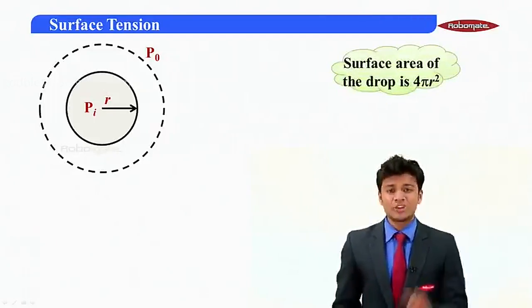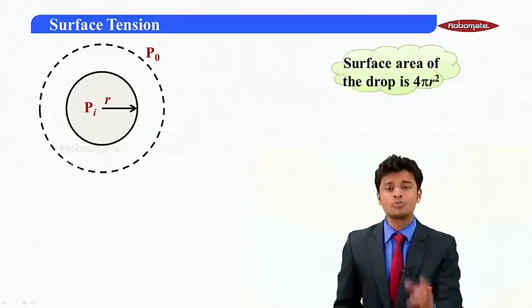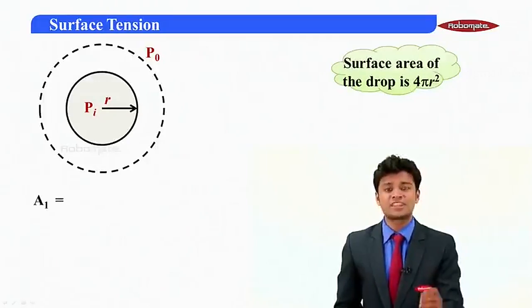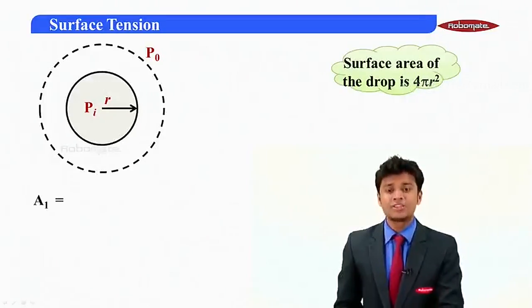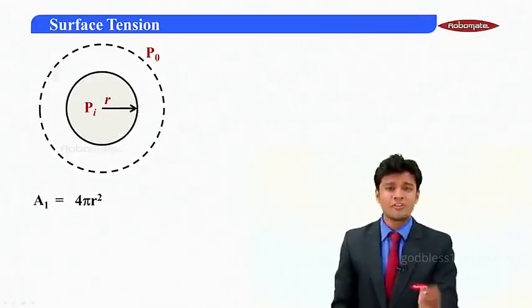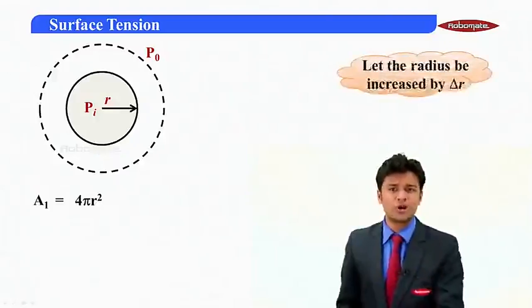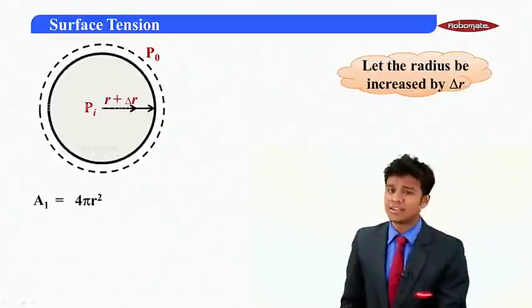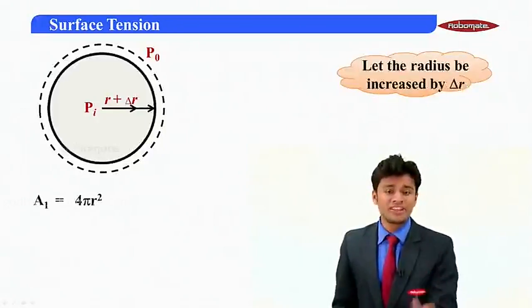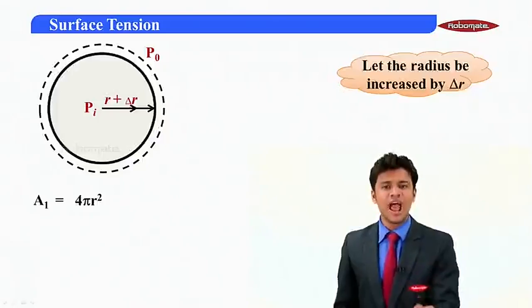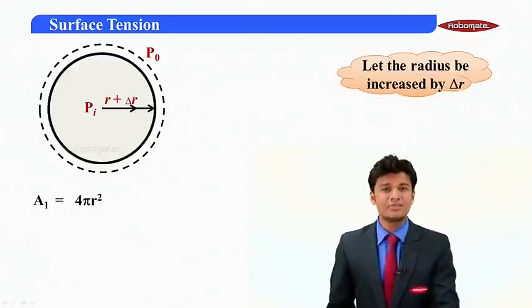Now class, as of now, I have a drop whose radius is given to me as small r. So if I write the surface area of this drop, I get the total surface area of the drop is nothing but 4 pi r square. Now class, if I were to increase the radius by a small amount delta r, the bigger drop would look something like this, where the total radius is r plus delta r, where r was the original radius and delta r is the increment in radius.